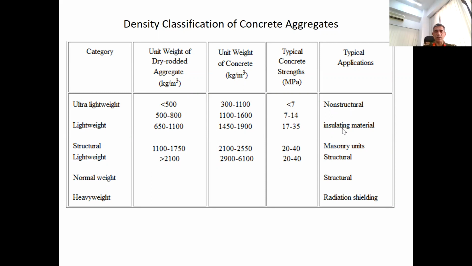And the typical application is that ultra lightweight aggregates are used for non-structural elements. The lightweight aggregates are used for insulating materials, and the structural lightweight aggregate and the normal weight aggregate are used for normal concrete that we use. And heavyweight concrete, we discussed earlier. It is used for radiation shielding.